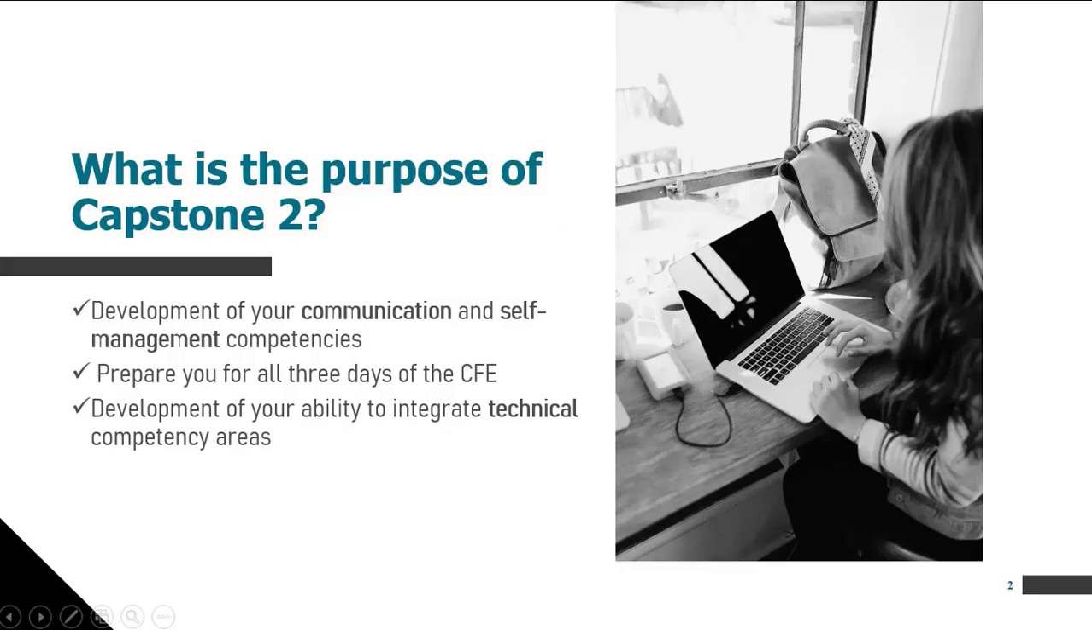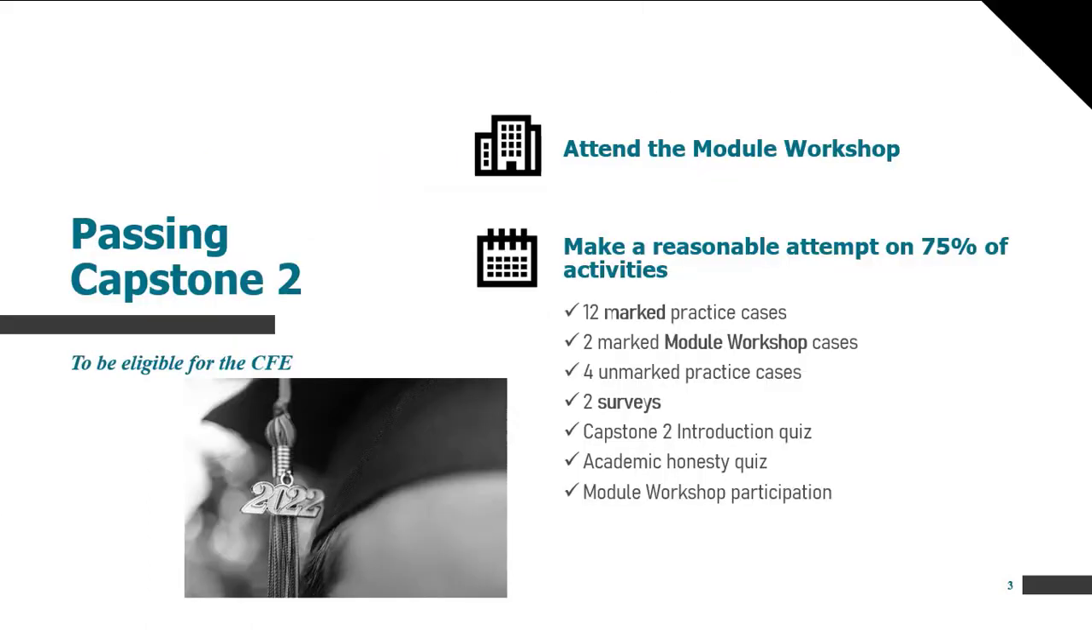Capstone 2 has three primary objectives. That is for you to continue the development of your enabling competencies, particularly your communication and self-management, to prepare you for all 3 days of the CFE, and lastly, to help you to continue the development of your ability to integrate technical competency areas. Capstone 2 has no exam associated with it. Essentially, this module is designed to ensure you are eligible to proceed to writing the CFE.